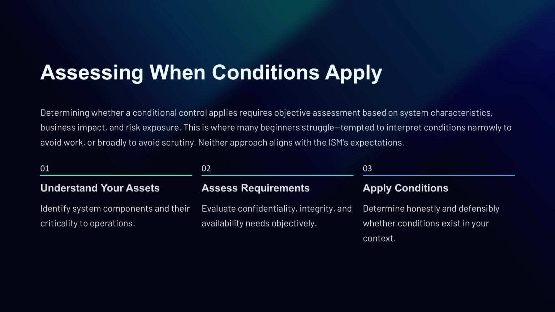Understanding when a conditional control applies requires you to rely on the identify function you learned earlier. You must understand your assets, their criticality, and their confidentiality, integrity, and availability requirements. Conditional controls cannot be assessed in isolation. They only make sense when you understand the system they apply to.